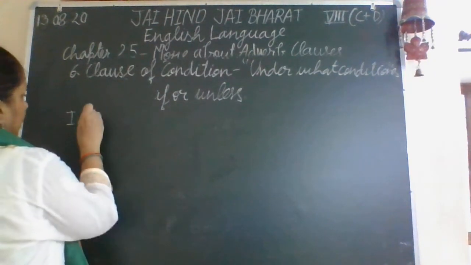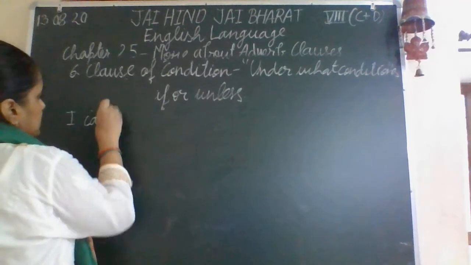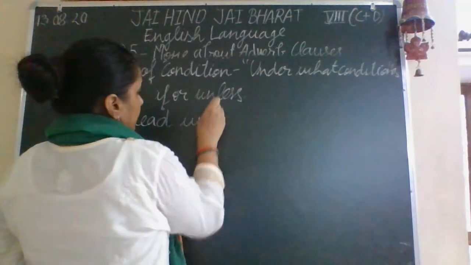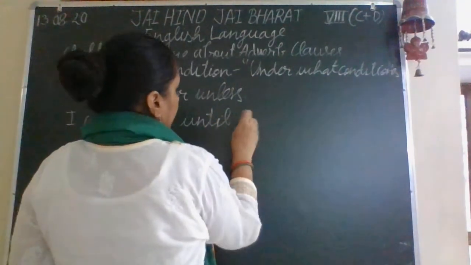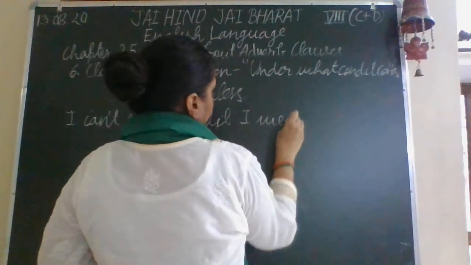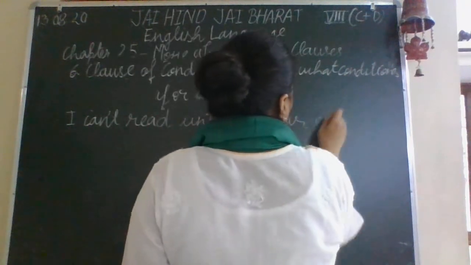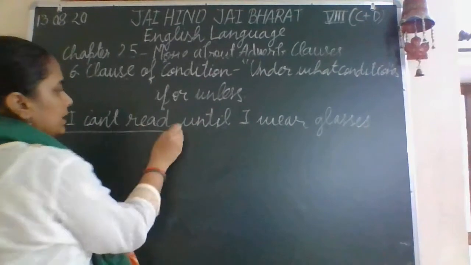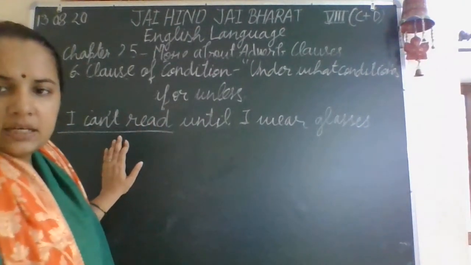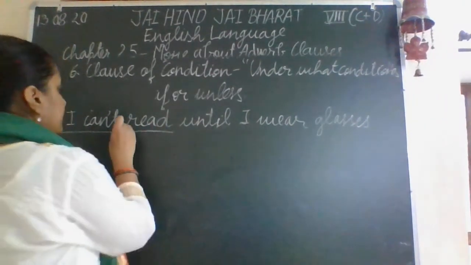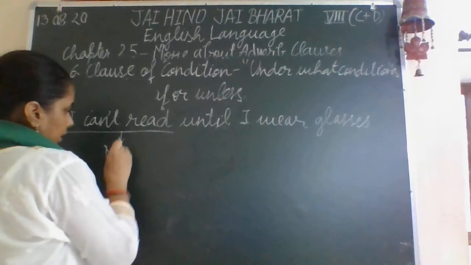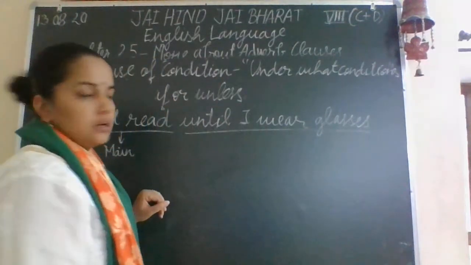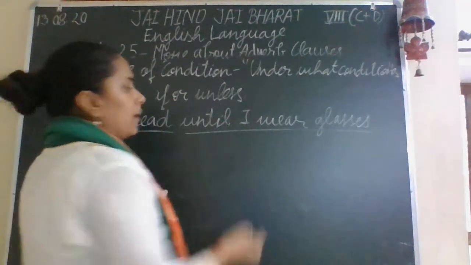I can't read until I wear glasses. I can't read is the complete sentence. It can stand alone. That's why this is the main clause. Until I wear glasses is not giving you the complete meaning.